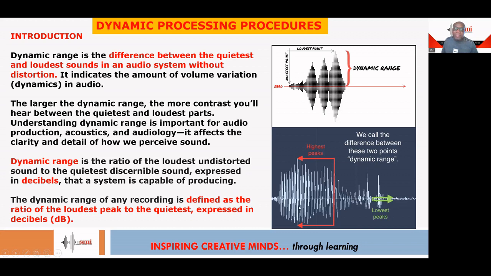So from this area, you can see that we call the difference between these two points dynamic range. This is the loudest peak up here, and this is the softest here. So the difference between the softest and the loudest is called what? It's called the dynamic range. So you will know exactly what you are processing.